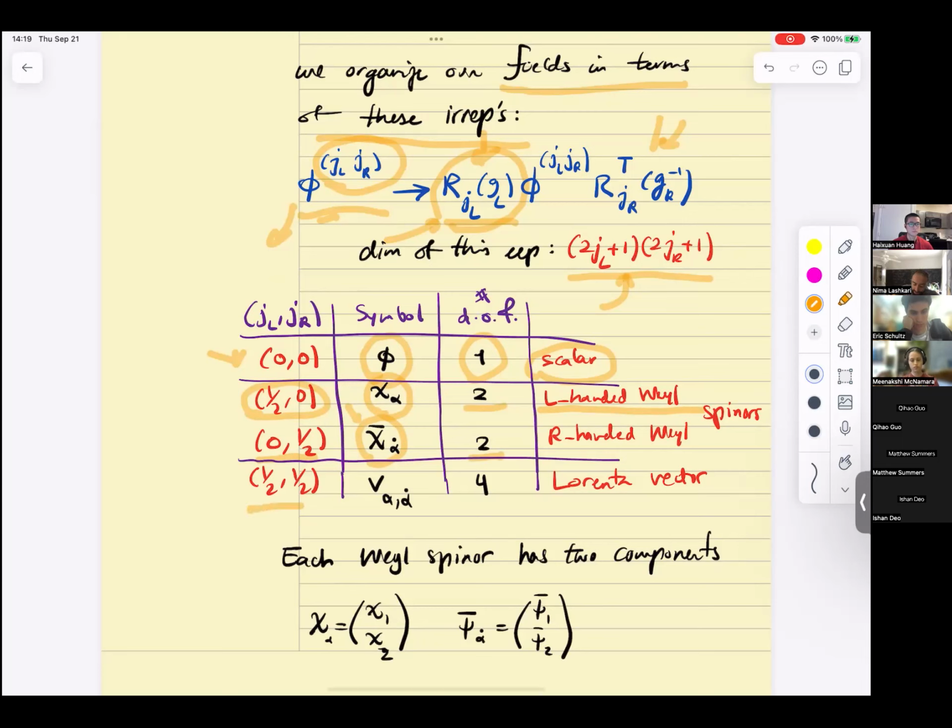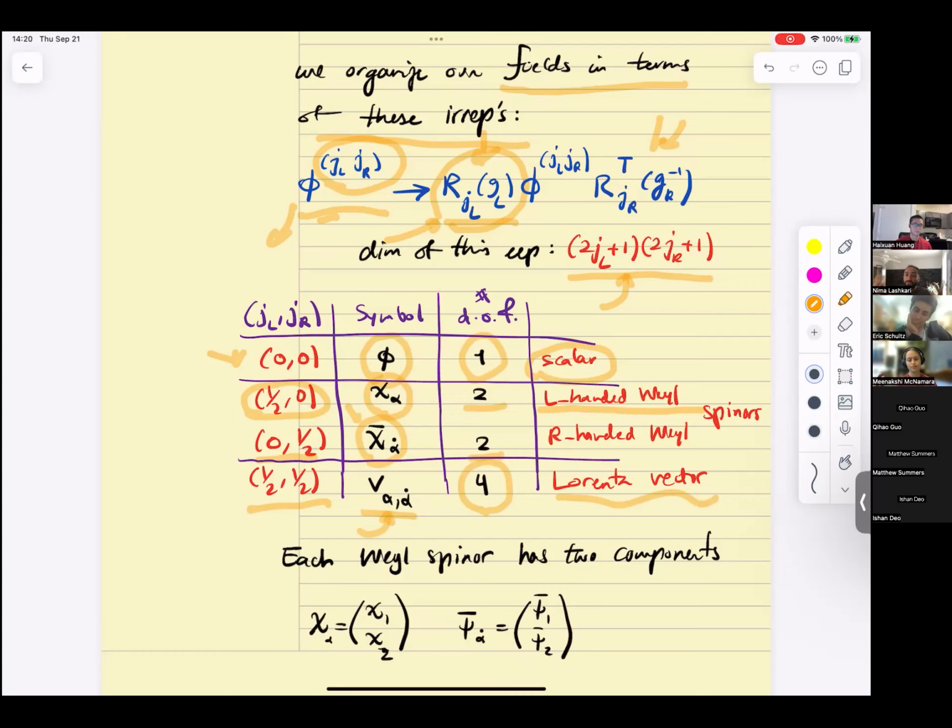Now, the Poincare one is (1/2, 1/2). This is a 4-dimensional representation that carries 2 indices. This is actually a Lorentz vector. It's hard to see, but it takes some sort of work. Spinors are not supposed to be intuitive. Let me just say it right away. Spinors are not supposed to be intuitive.